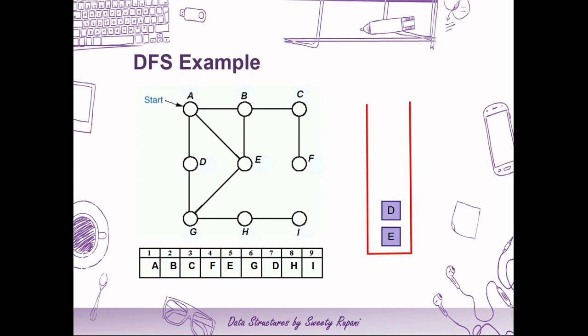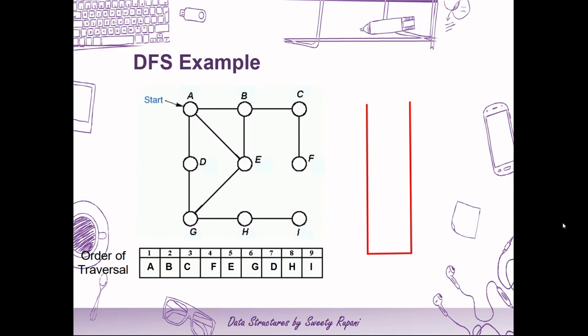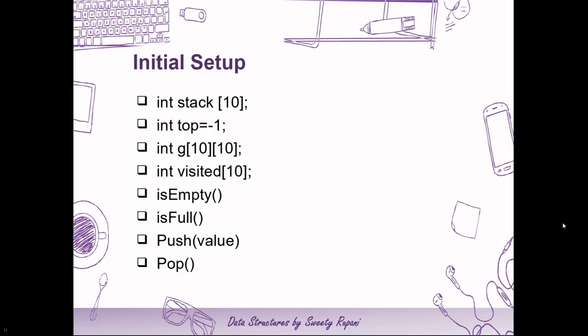Now we have reached the count N. But still we have some vertices lying on the stack. But just because we have visited all the vertices, these two vertices are of no use. So we will just pop them out without processing them. And this shows the DFS traversal of this particular graph when we are starting with the vertex A. D and E are the vertices on the stack that have also been visited previously. So we will just pop them out. And this is the order of traversal.